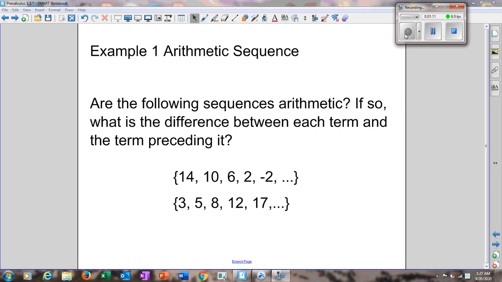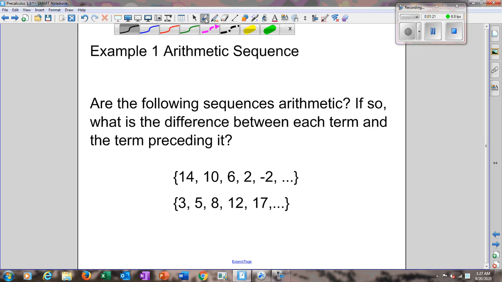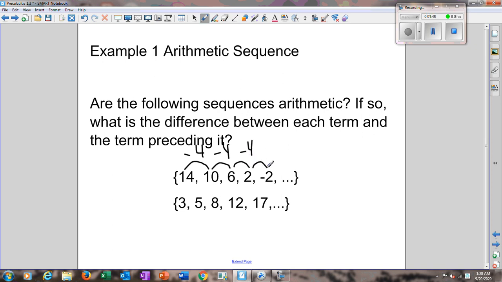So example 1, arithmetic sequence. Now we need to find if the following sequences are arithmetic. If so, what is the difference between each term and the term preceding it? So in order to find this out, I need to check and see if the difference between each term is the same. So 14 to 10 means I subtract 4. 10 to 6, I'm subtracting 4. 6 to 2, subtracting 4. And 2 to negative 2, subtracting 4. So just based off of this, I would say that this is yes. Each term has the same difference in between it.